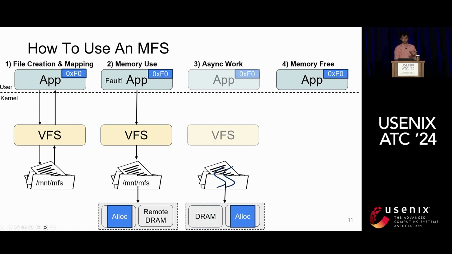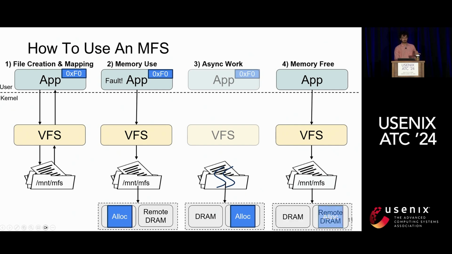Finally, when the application wishes to free memory, it simply unmaps the region and deletes the file. The deletion triggers the VFS, which forwards it to the MFS, which then frees the physical memory.